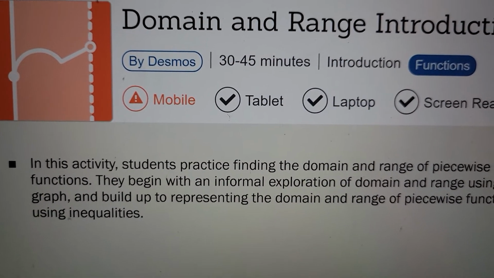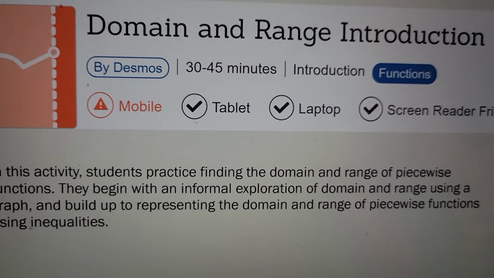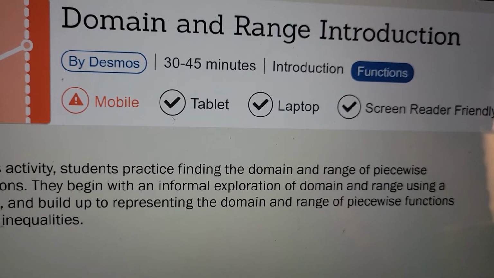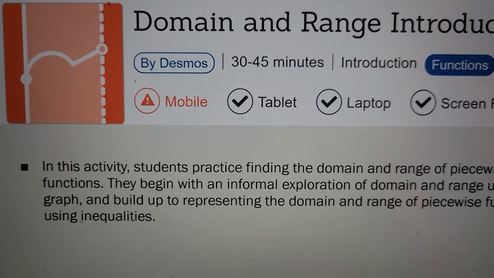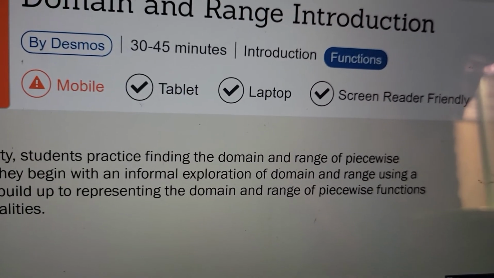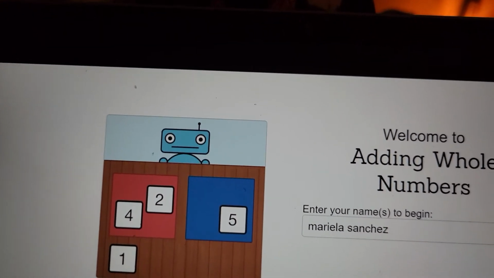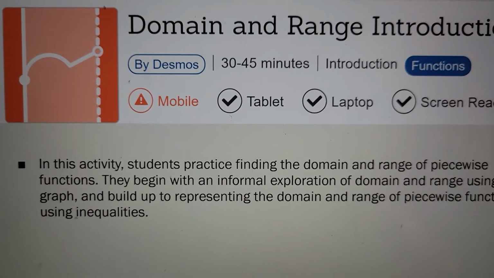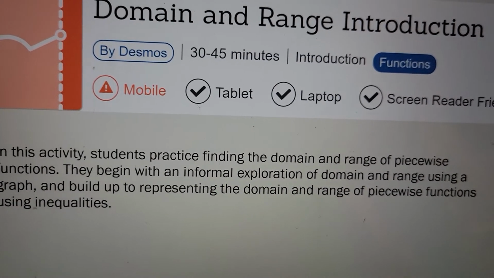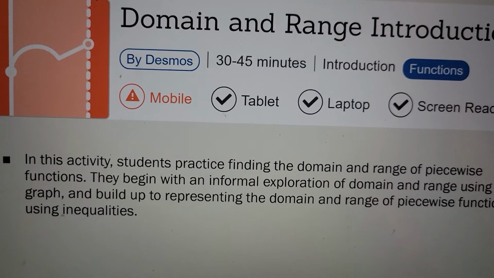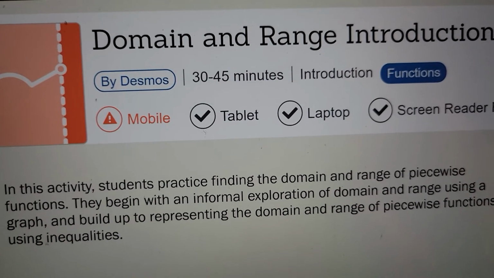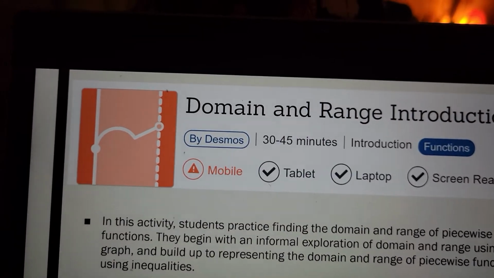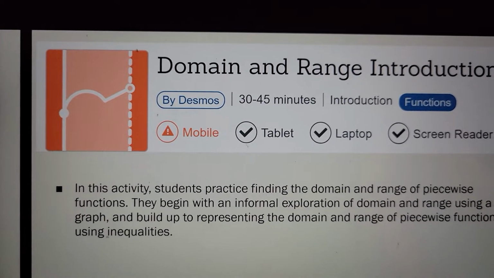using inequalities. So this was pretty cool because it had students once again explore domain and range using a graph and building to represent the range of piecewise functions using inequalities. While they're doing this, the Desmos activity graphs for them, so it shows them how their graphs would be introduced. So now I'm going to go into the Desmos activities that I did.